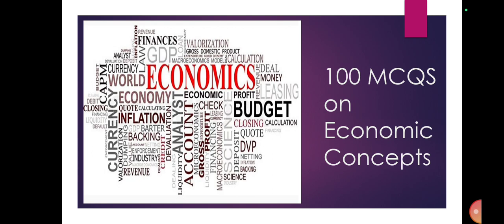Question number 54. Consider the following regarding currency deposit ratio. The currency deposit ratio shows the amount of currency that people hold as a proportion of aggregate deposits. An increase in the cash deposit ratio leads to an increase in the money multiplier.